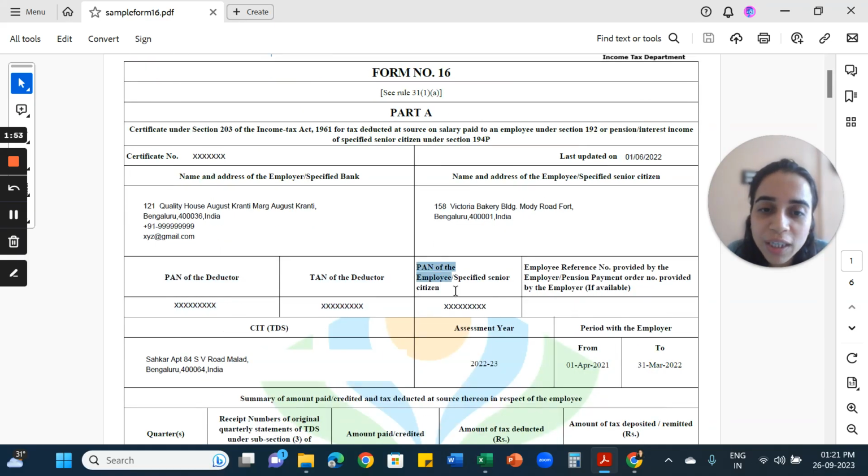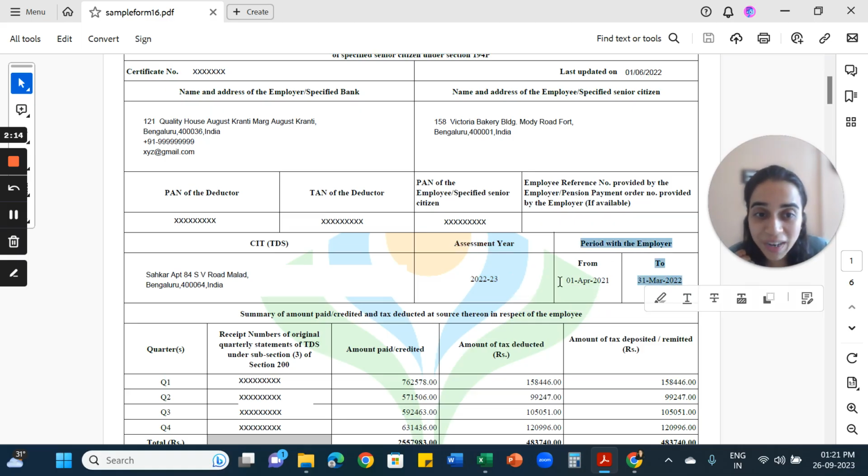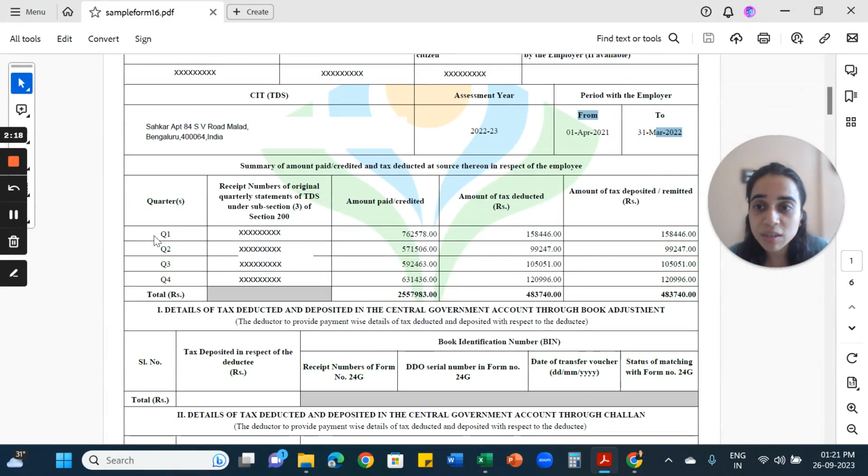Now the PAN of the employee is there, because किसके behalf पे TDS गया है, which is the person on whose account, on whose PAN this credit has been done. It also states for which assessment year, for which period, the financial year for which the TDS has been deducted. Now these are the 4 challans in all 4 quarters.